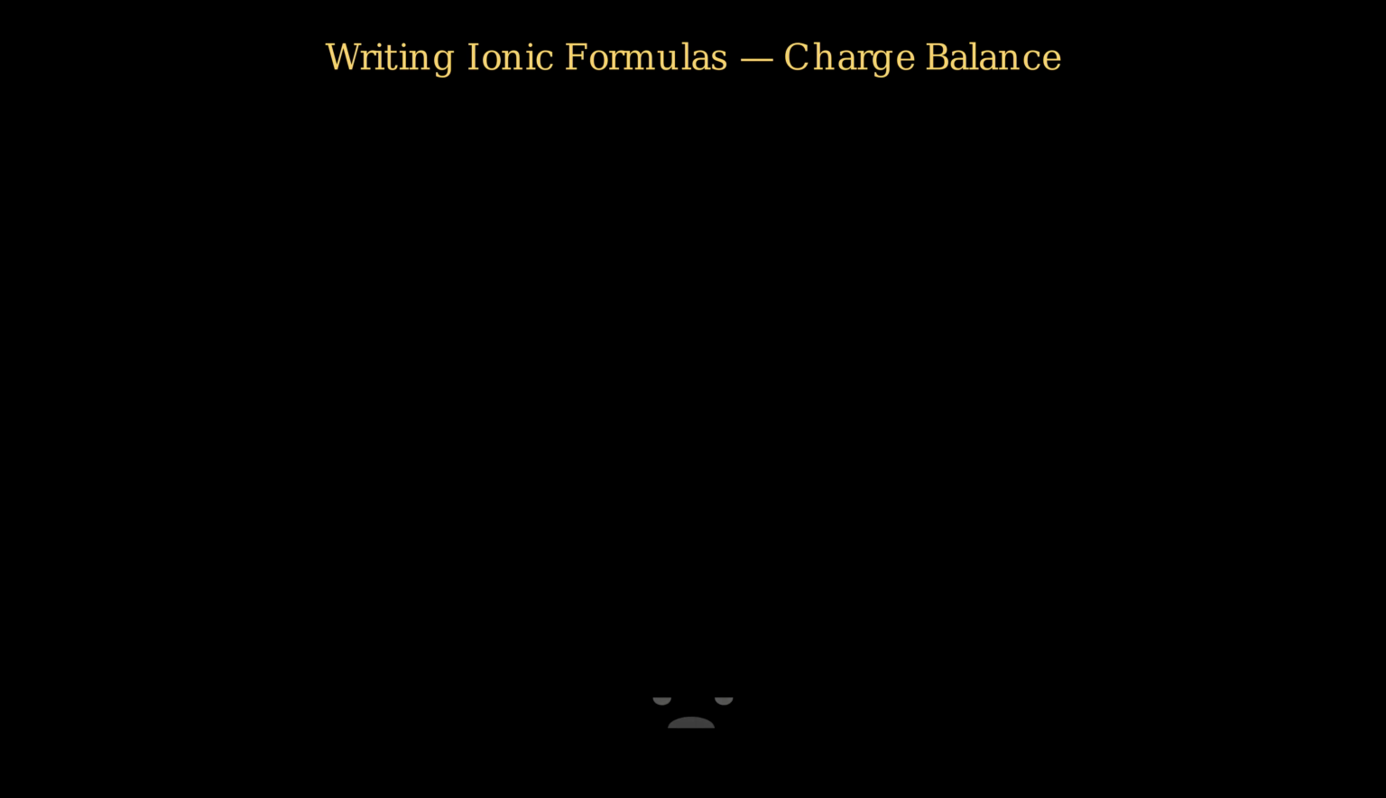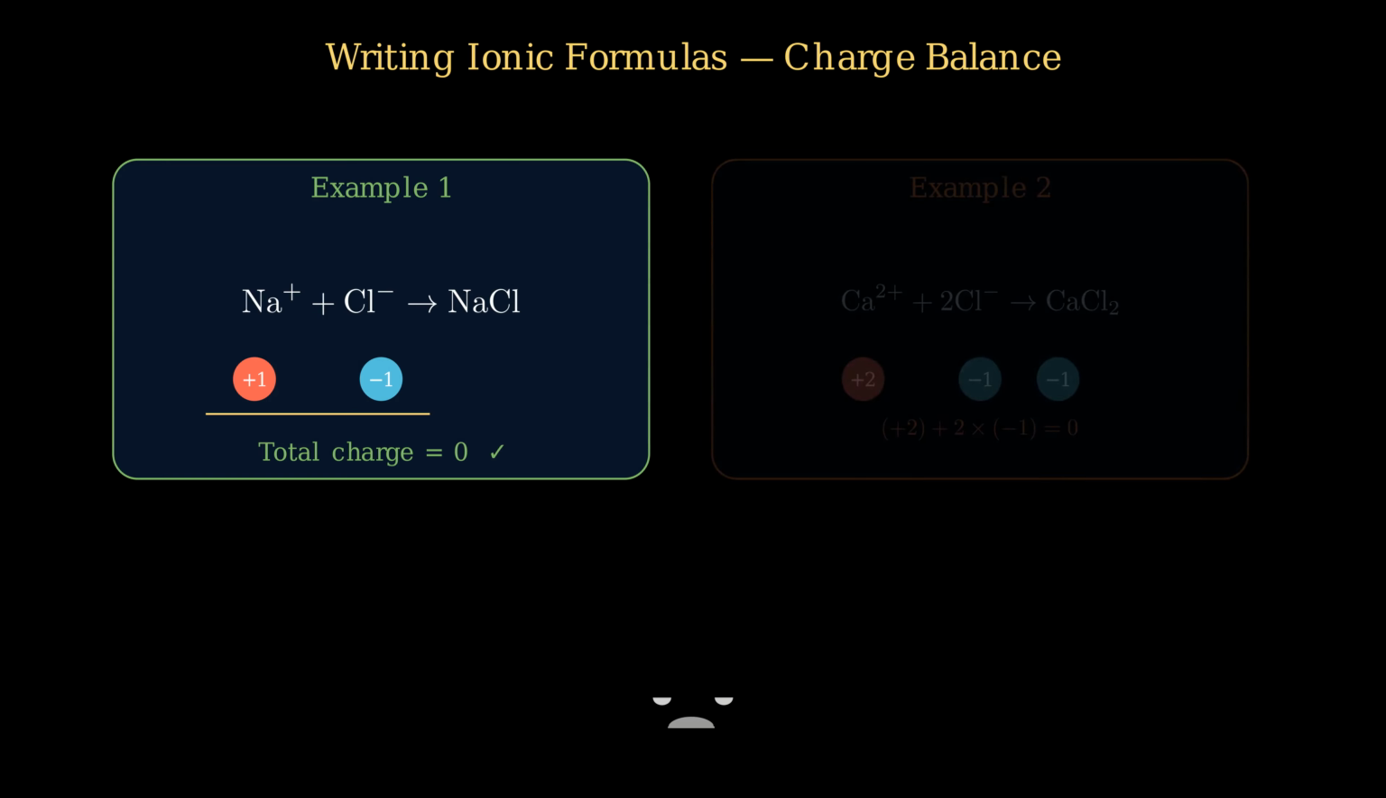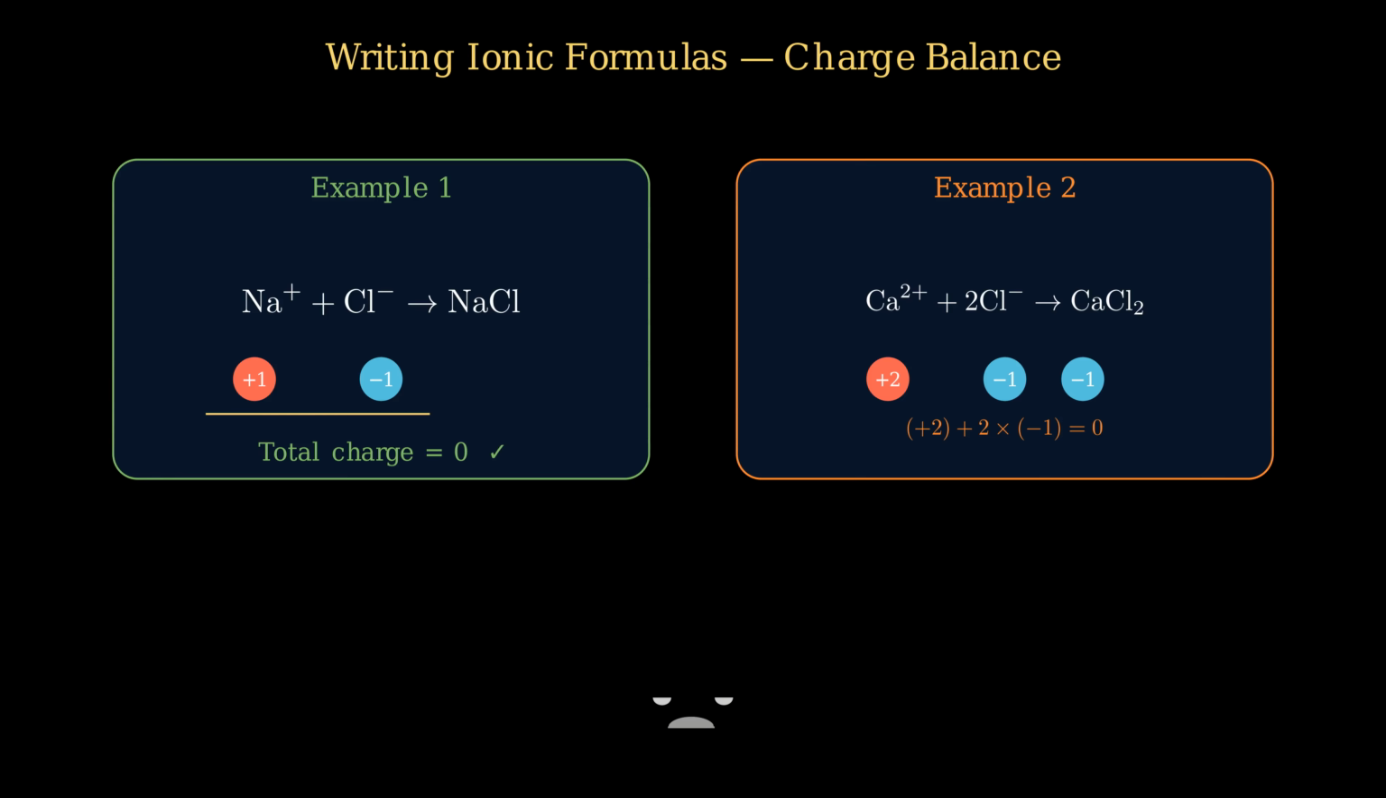When writing formulas for ionic compounds, the total positive charge must equal the total negative charge. Sodium chloride, Na+ and Cl-, charges cancel. Formula is NaCl. Calcium chloride, Ca2+ and Cl-. You need 2 chloride ions to balance the 2+ charge, giving CaCl2.